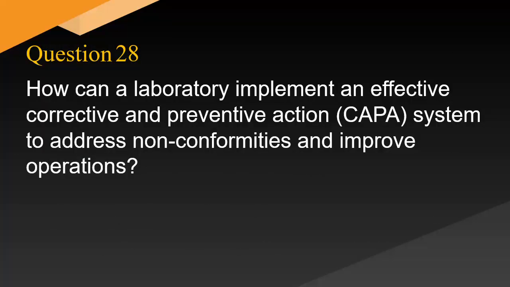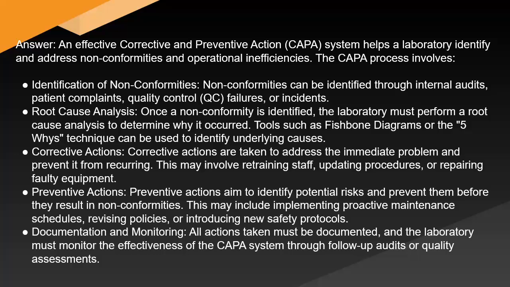How can a laboratory implement an effective corrective and preventive action (CAPA) system to address nonconformities and improve operations? Answer: An effective corrective and preventive action (CAPA) system helps a laboratory identify and address nonconformities and operational inefficiencies. The CAPA process involves identification of nonconformities. Nonconformities can be identified through internal audits, patient complaints, quality control (QC) failures, or incidents.